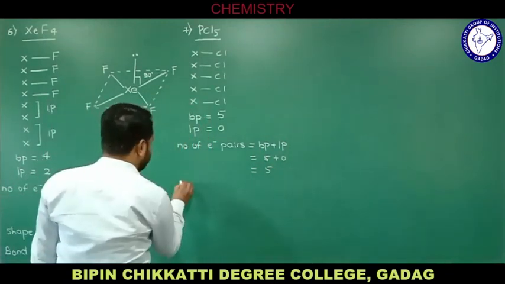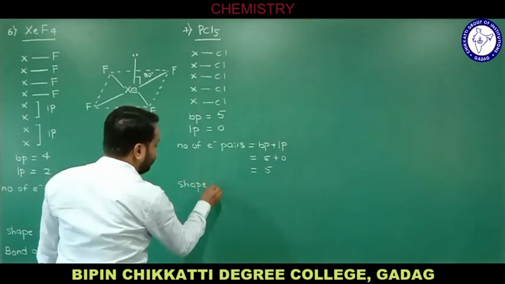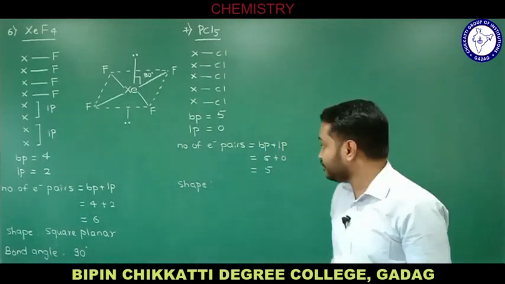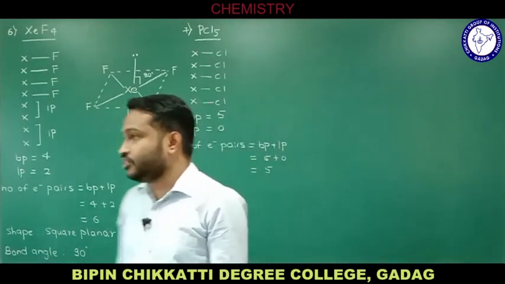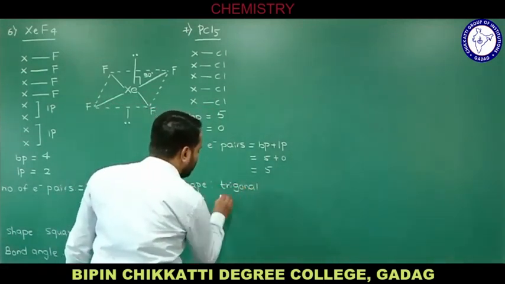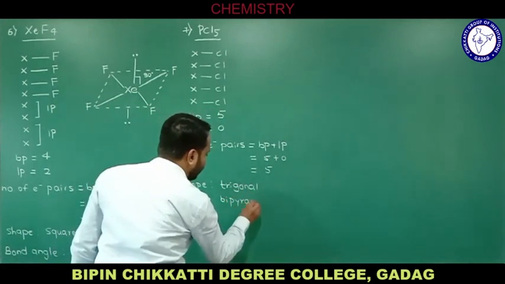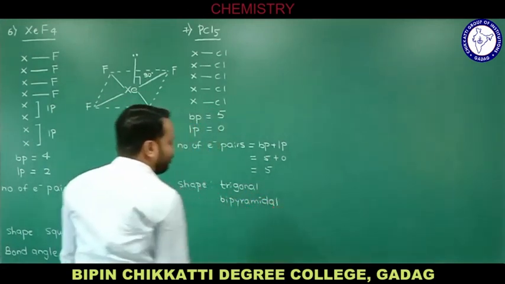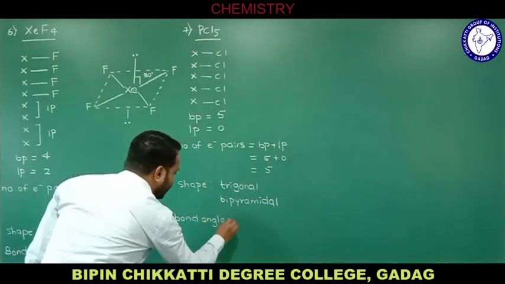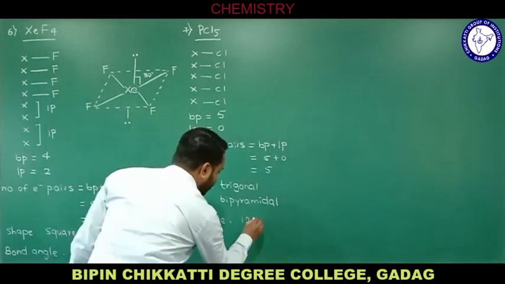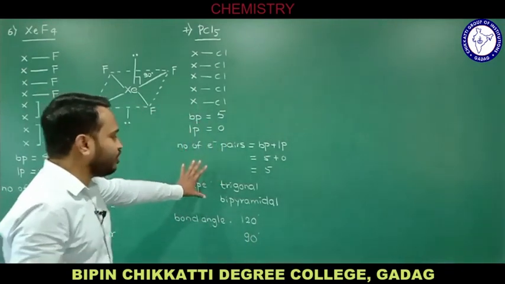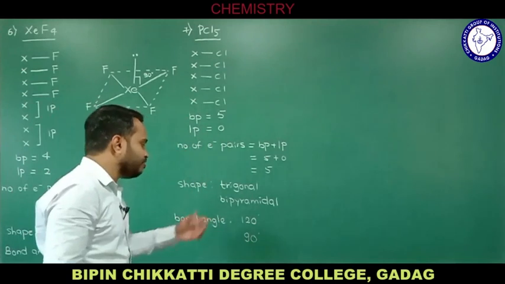And we will see what about the shape. Okay, so try to imagine we have 5 bond pairs of electrons and no lone pairs of electrons, and what would be the shape of the molecule? The shape of the molecule is trigonal bipyramidal. Trigonal bipyramidal will be the shape. And what about the bond angle? In this case we have 2 bond angles, one is 120 degrees and one more is 90 degrees.